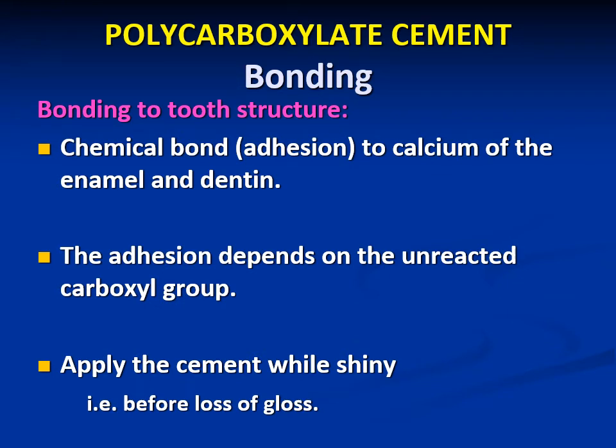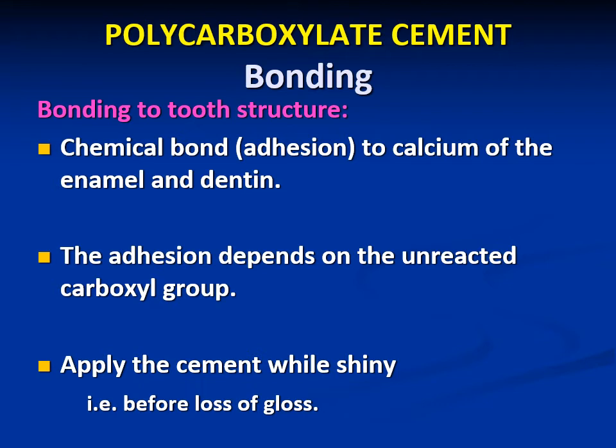So let's go to the properties of the polycarboxylate cement. Bonding of this cement to the tooth structure. It makes a chemical bond or adhesion to the calcium of enamel and dentin. Chemical bond, it is ionic bond, which is a strong chemical bond.